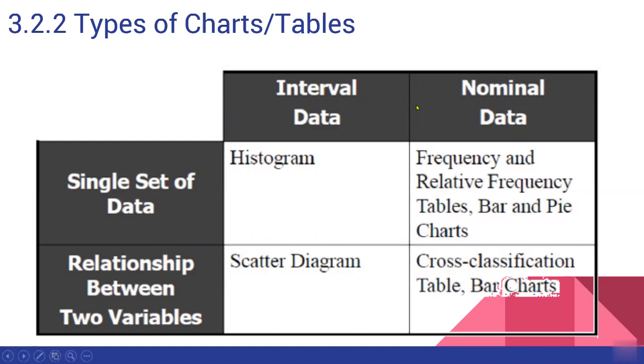Okay, for different types of data, we have different types of charts or diagrams to describe them. It depends on what you want to achieve. If you want to describe a single set of data, we have some corresponding diagrams. And if you want to describe the relationship between two variables, there are some appropriate diagrams to do this. So let's have a look at these diagrams one by one.